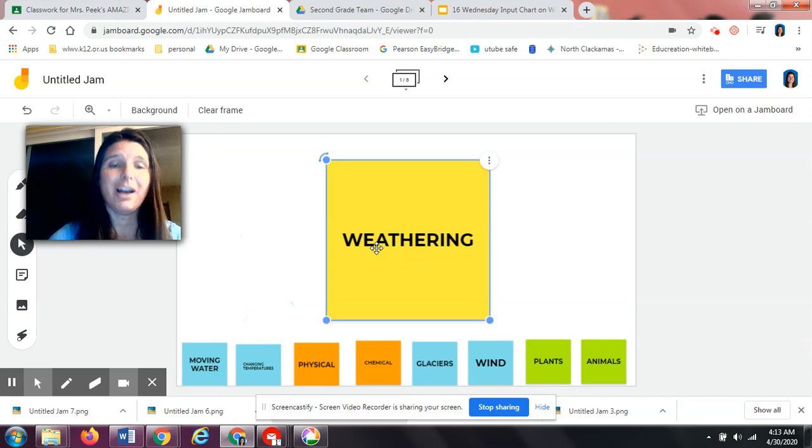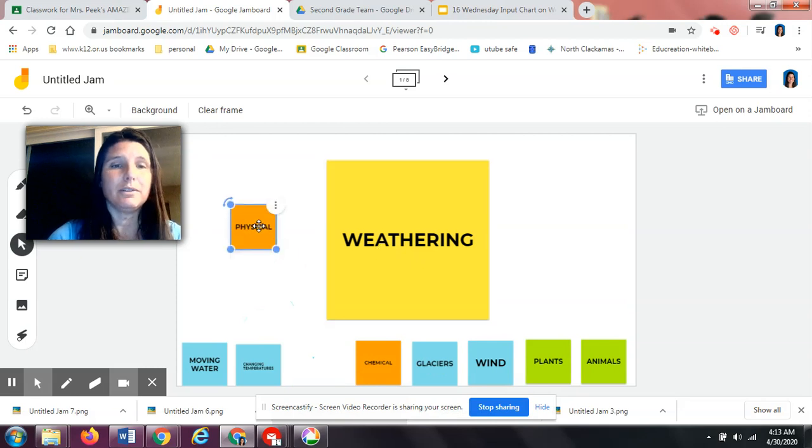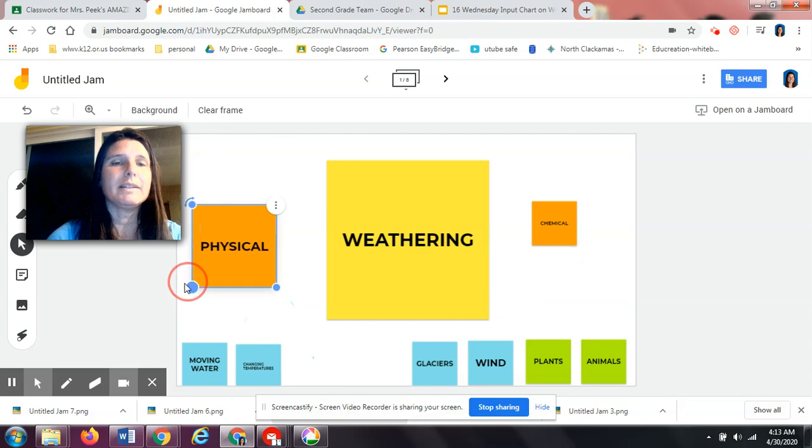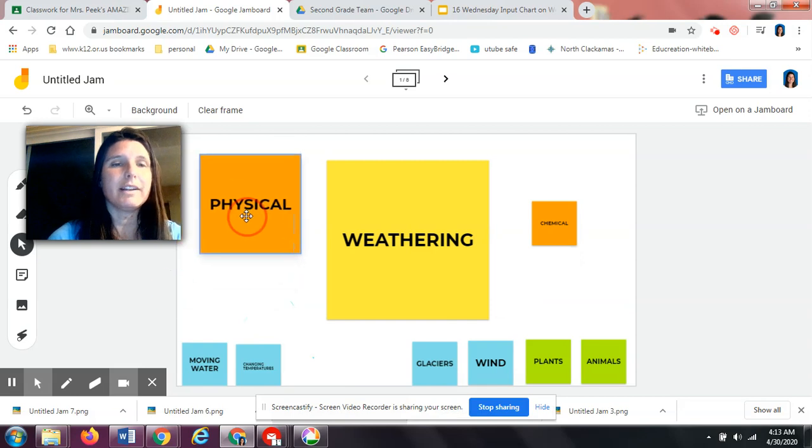Now, there are a lot of powerful ways that rocks can actually break down. The two main types are called physical weathering and chemical weathering. Today, we are only going to be talking about the physical weathering, and next week we'll talk about chemical weathering.